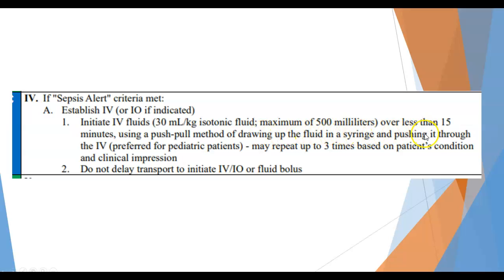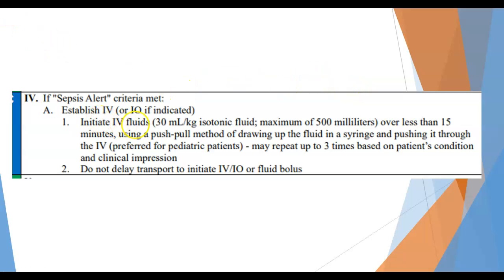We all know what push-pull method is. Try to use a 20 mL syringe if you can, and that's definitely preferred for our pediatric patients. Our pediatric patients are among the target population that, if they have a chronic medical condition, obviously they could be the ones that are going to get this more often than maybe you or I. And then we can repeat that dose for the specific patient 3 times to a total of the maximum of 1,500 milliliters based on the patient's condition. How are their vital signs improving or not improving? And then our clinical impression of what we think is happening for our patient.